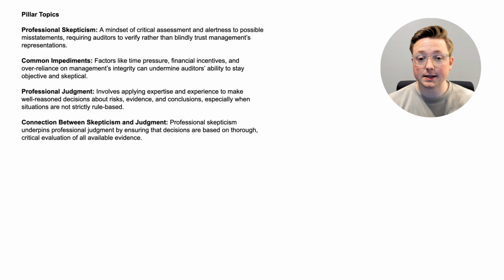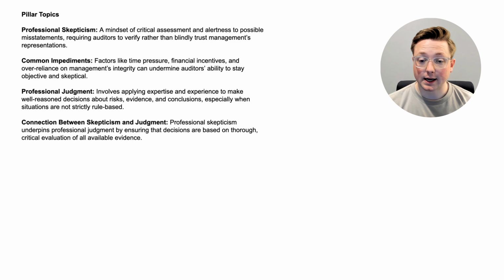Professional skepticism. This is a mindset of critical assessment and alertness to possible misstatements, requiring auditors to verify rather than blindly trust management's representations. Here are some of the common impediments to professional skepticism. Factors like time pressure, financial incentives, and over-reliance on management's integrity can undermine auditors' ability to stay objective and skeptical. And by the way, just a reminder, a lot of these can be unconscious. You might not realize that the time pressure and the financial incentives or over-relying on management is something that's actually happening. You might unconsciously be doing it. So you have to pay attention when you are doing an audit, looking for those kinds of things that impede your professional skepticism.